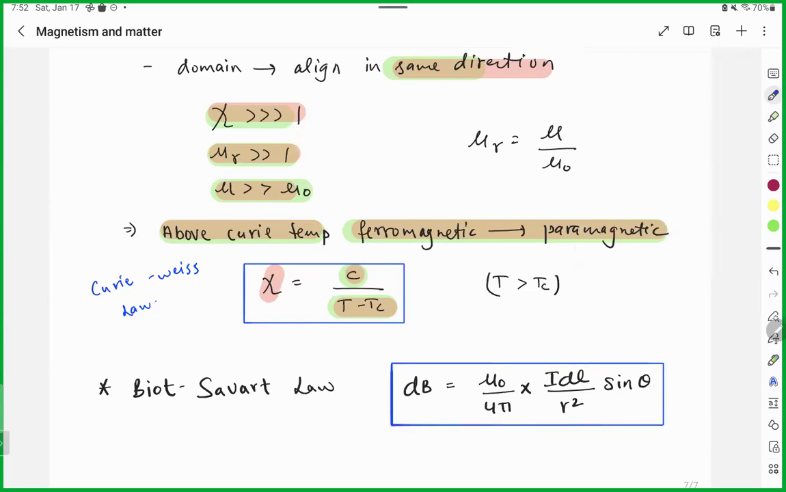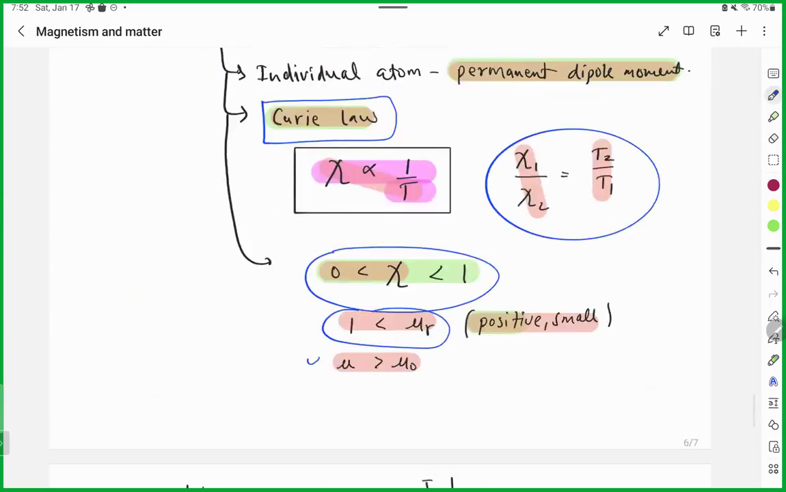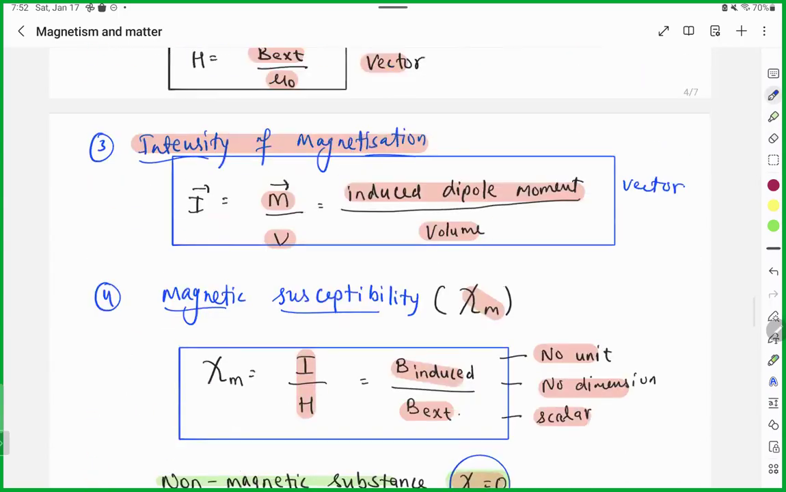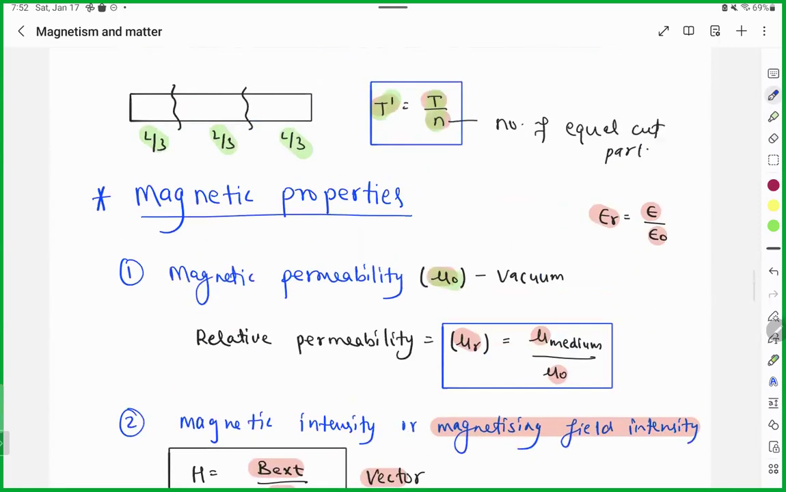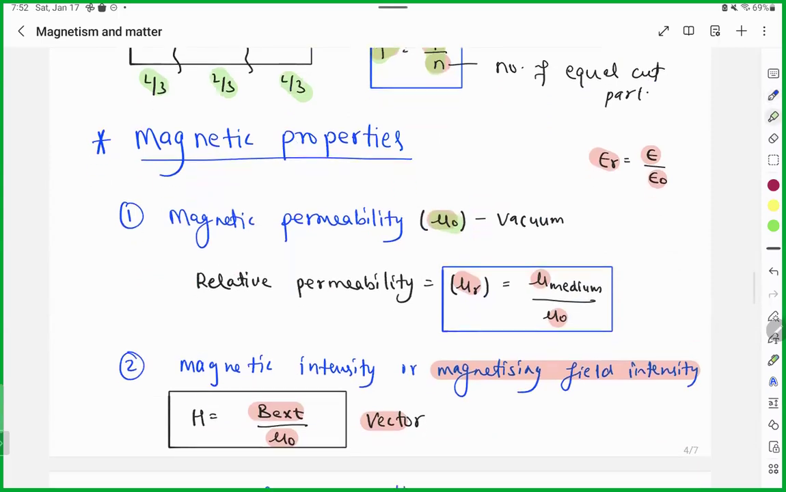My intention was not to ask anything like that. I just asked this question randomly because mu naught was there. You should be extremely comfortable. If you face difficulty in recalling the point, revise. Come to the point. Magnetic permeability in case of vacuum is mu naught. In case of any medium, it will be mu. For a given medium, it will be mu. For vacuum, mu naught, and their ratio will be relative permeability.